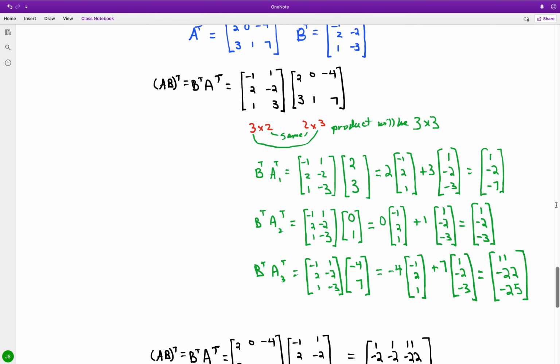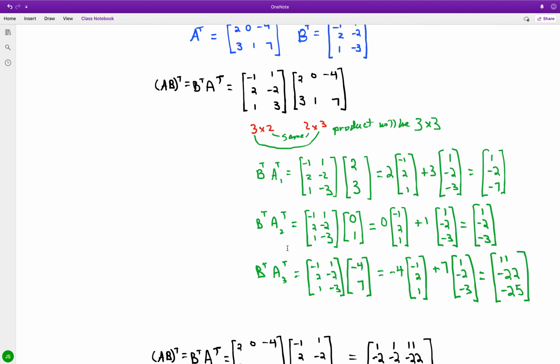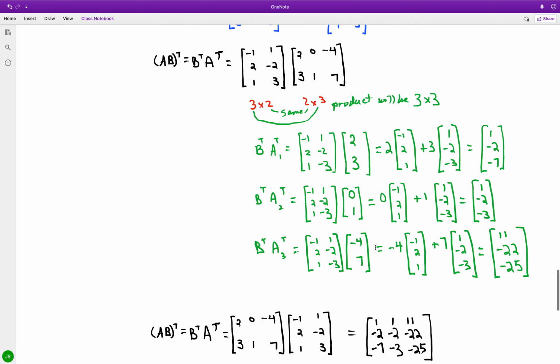And if we follow through, transpose of B times the second column of the transpose of A, in this case we have 0 and 1. Going through the formation, we have that output to be 1, negative 2, negative 3. Then shifting over to the last column from the transpose of A, while working with the transpose of B, this time we have negative 4 as the first weight, 7 as the second, and the output is 11, negative 22, and negative 25.